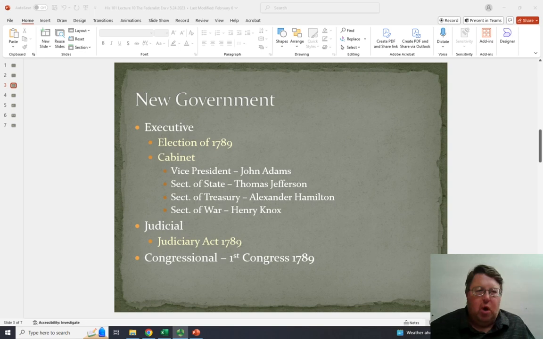Keep in mind, we already have state judicial systems, right? Virginia, how long has Virginia been around? 1607. We're now in 1789, 1790. So Virginia's had a judicial system for 100, 150 years. Massachusetts, the 1620s. We're now in the 1790s. And so state judicial systems are already very well established.